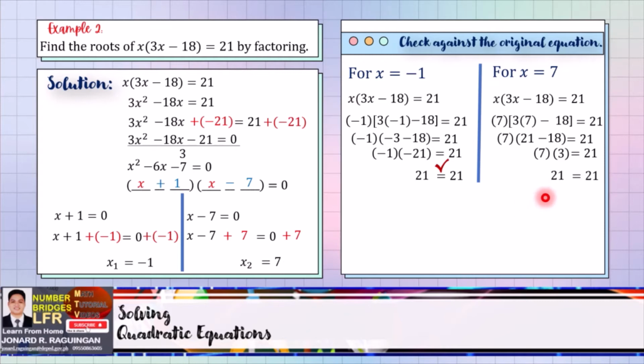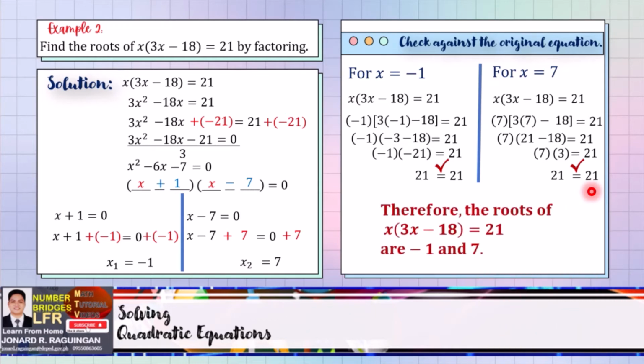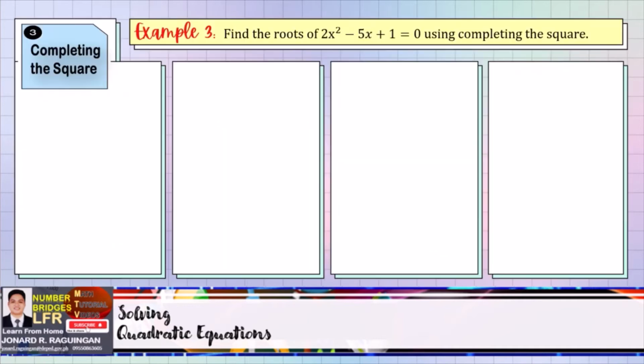The left side of the given equation is equal to the right side of the equation. Then we have a true equation. Then 7 is a solution of the given equation. Therefore, the roots of x times 3x minus 18 is equal to 21 are negative 1 and 7.